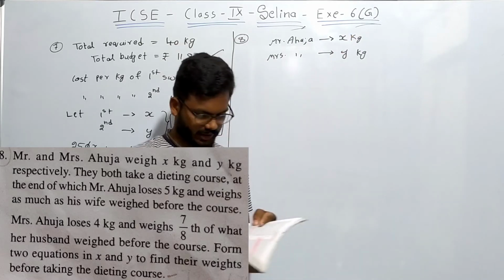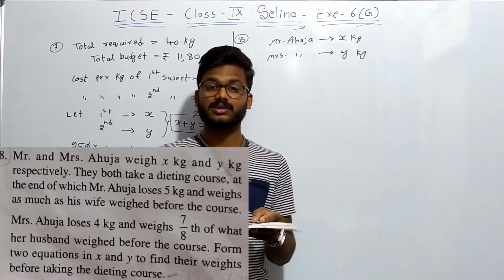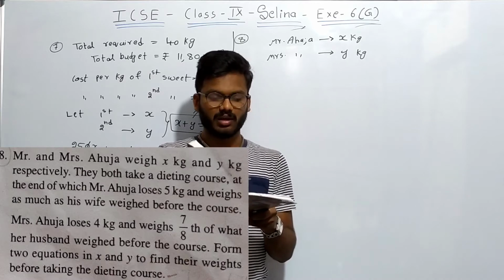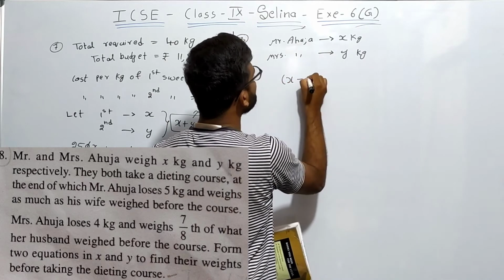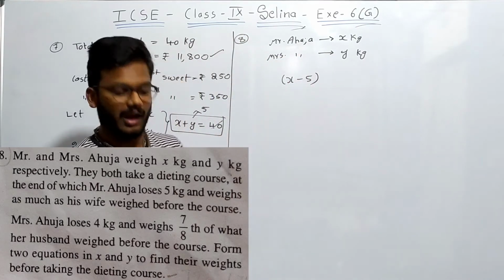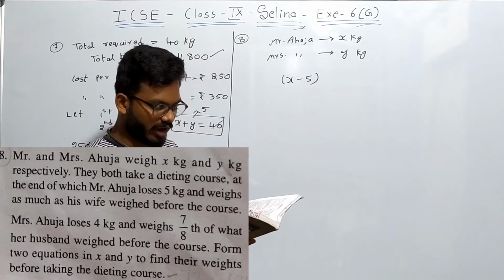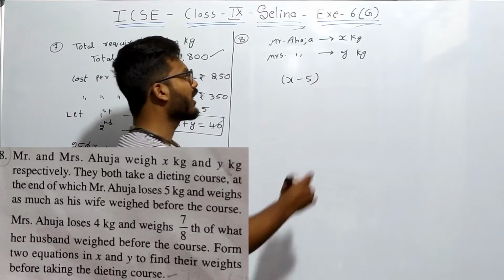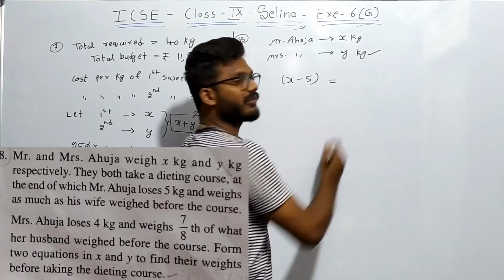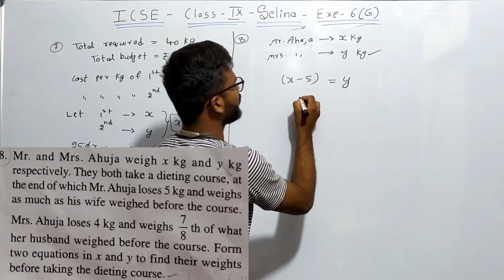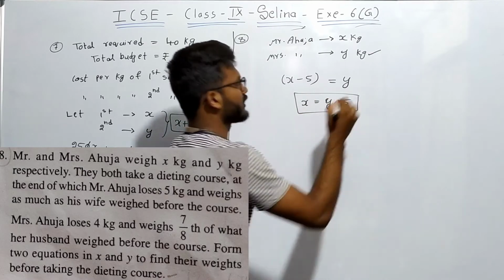Okay, their weights. Next, what did they tell? They both take a dieting course, at the end of which Mr. Ahuja loses 5 kgs. See, Mr. Ahuja loses 5 kgs means what? He becomes x minus 5 kgs after the course, and they told that he weighs as much as his wife weighed before the course. What is the weight of his wife before the course? It is y kg. So this is one condition. So x is equal to what we will get? y plus 5. This is the first condition.